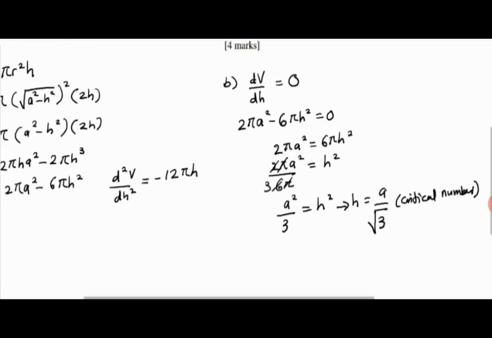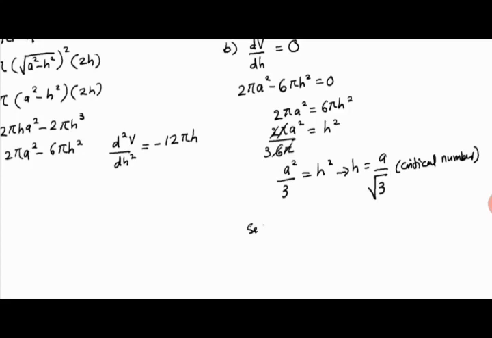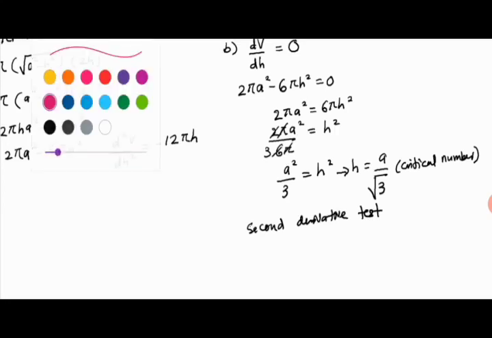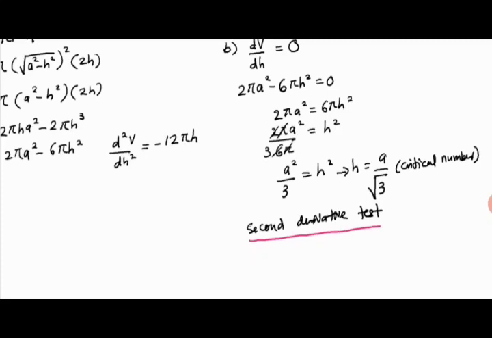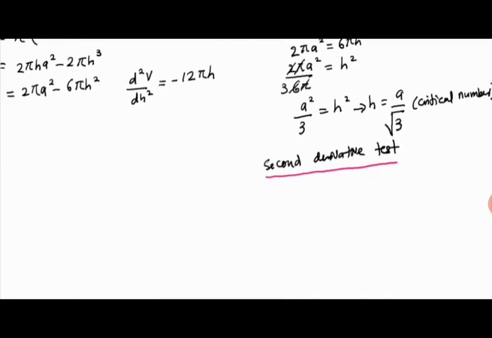To find the maximum volume, we have to do the second derivative test. We have to differentiate V once again, but we already have d squared V/dh squared from question 7a, which is equal to negative 12 pi h. Then we substitute h with our critical number. The value is negative, so we confirm that it is a maximum.